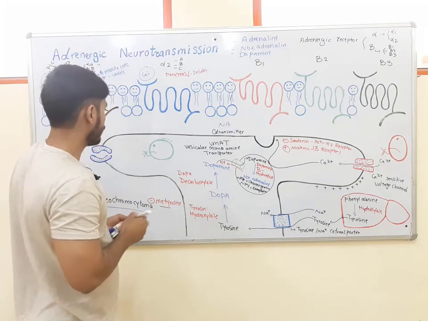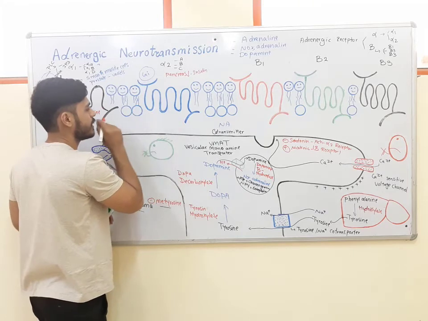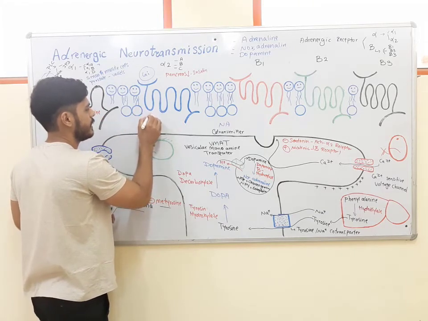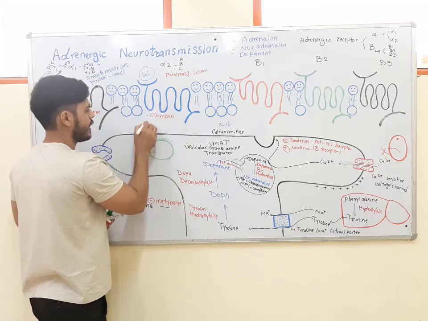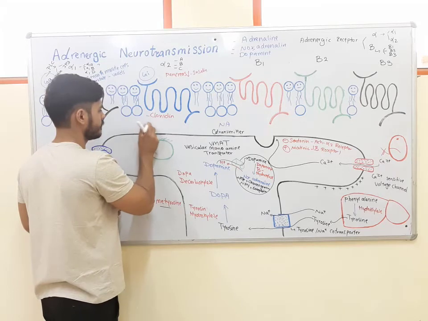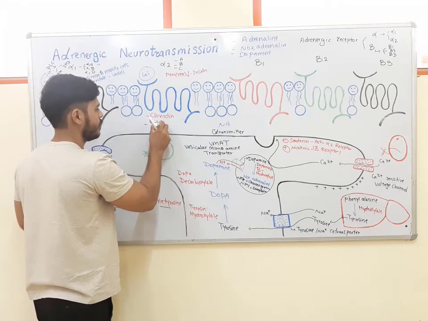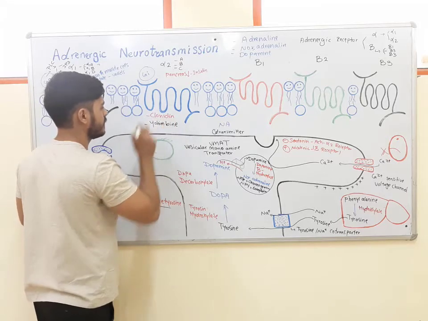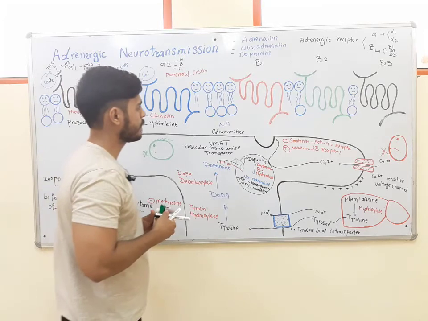The agonist for alpha 2, I will write it again by red marker. The agonist is clonidine, and antagonist for GI protein is yohimbine. These are the agonists and antagonists for alpha 2 receptor.